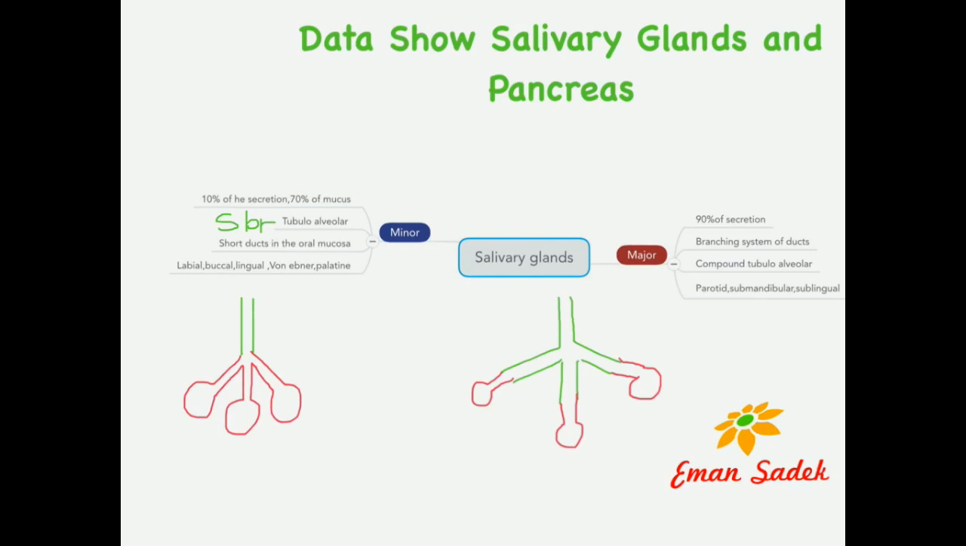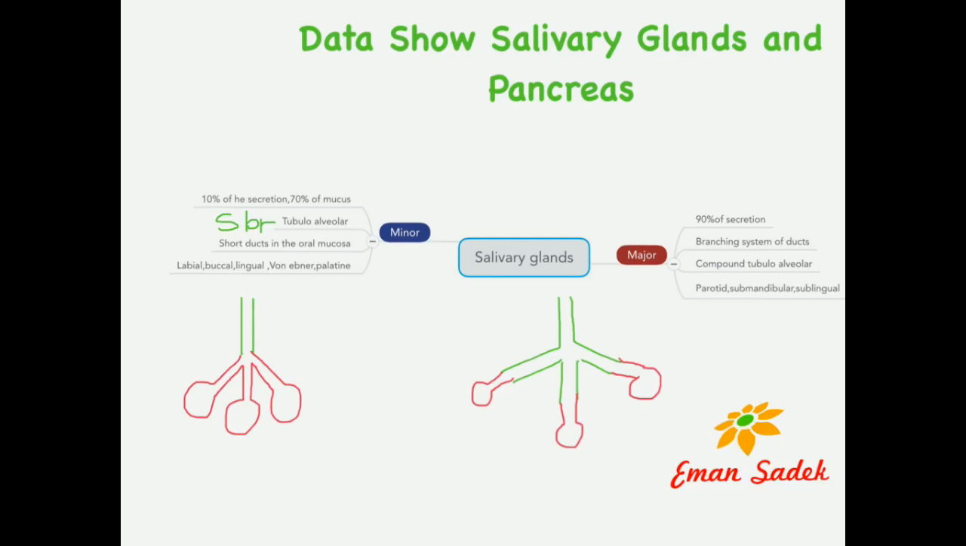The major produce 90% of the secretion of saliva, and they have a branching duct system. They have many ducts that open finally in one main duct. So they are compound because they have many ducts opening in one final. Compound tubulo-alveolar because the secretory part is tubulo-alveolar. And the examples, of course, we have parotid, submandibular, and sublingual.